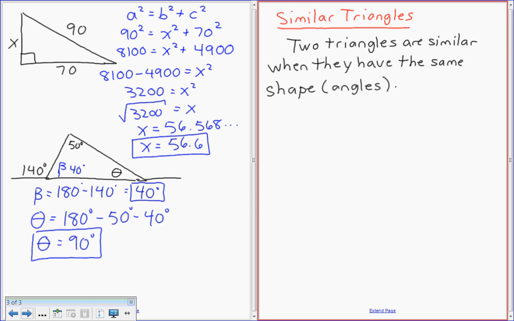Manufacturers of all sorts of things make miniature versions of them before they're actually able to build the real thing. And making smaller versions of triangles and bigger versions of triangles is a big part of trigonometry. So we'll do a few questions today, and then we will give you guys some time to work at the end of the period.